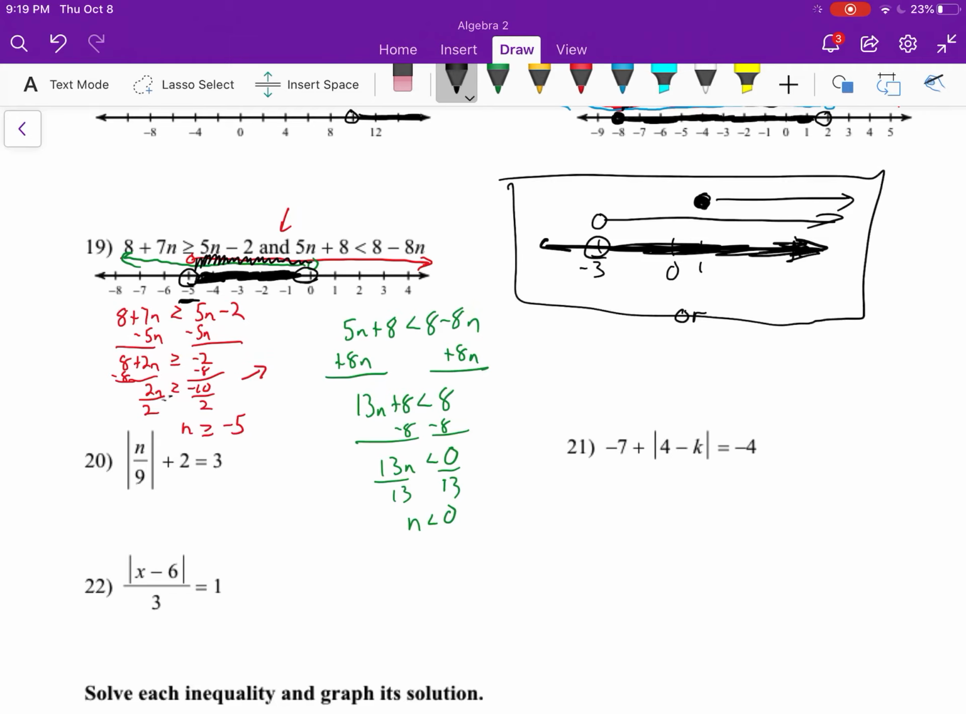Oops, didn't mean to cross out that or. Kind of looking at the same thing, -3, 0, and maybe we had the same look, but the word and. Well, and means where they overlap, so be careful. They overlap here. So our answer for this one would just be x is greater than or equal to 0. So just be careful of those couple of different things.